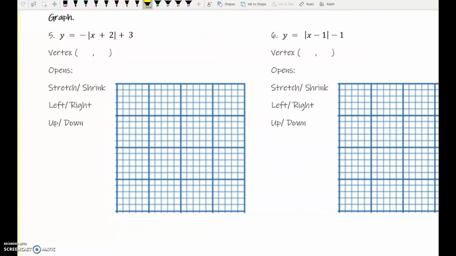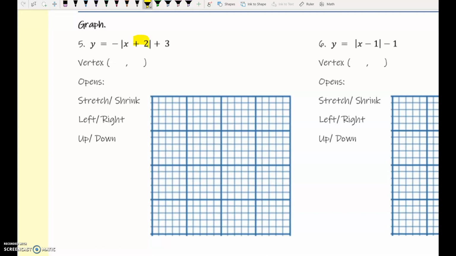So in this first example, number 5, the +2 tells us how the graph is going to move horizontally. Which way does +2 move the graph? Left. Left 2, which would move it to -2 something. The y value of the vertex is from the up and down movement. So does this one move up or down? Up by 3 units. So left 2, up 3, that will place the vertex right there at the point -2, 3.